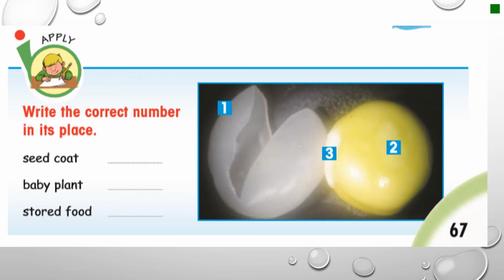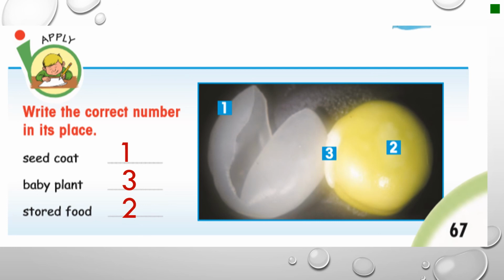Now, a quick exercise. I have to write the correct number in its place. I have number 1, I have number 3, and I have number 2. So which one is the seed coat? Is it number 1 or number 3 or number 2? So it is number 1. Which part is the baby plant? 2 or 3? 3, excellent. And the stored food is number 2.